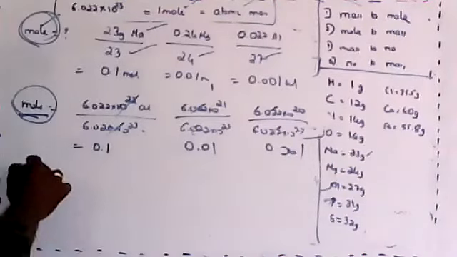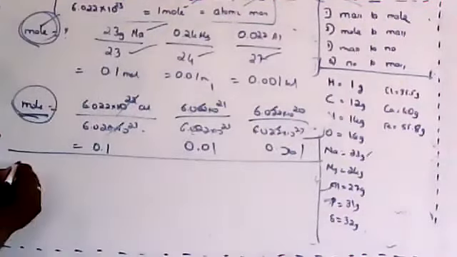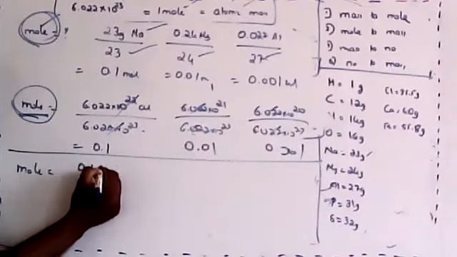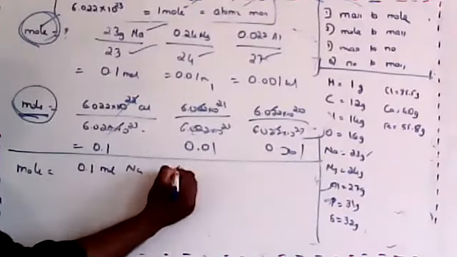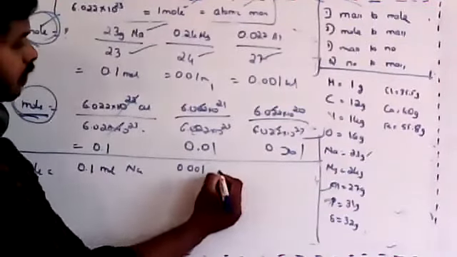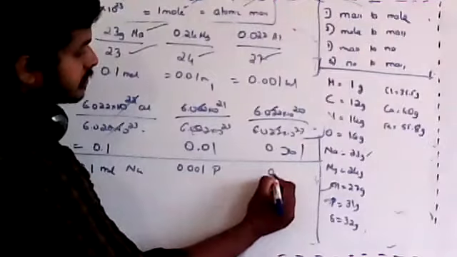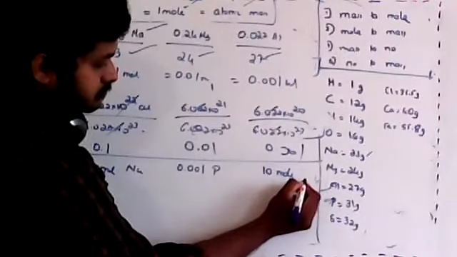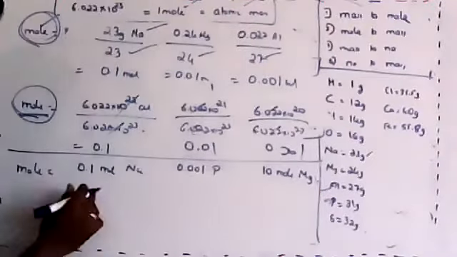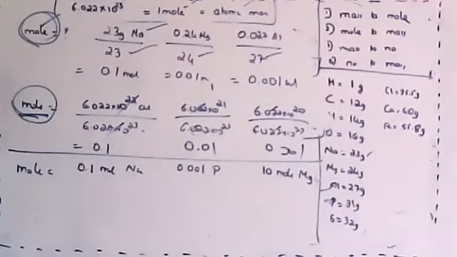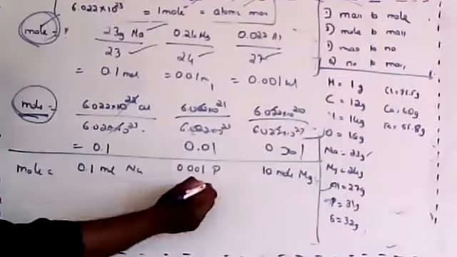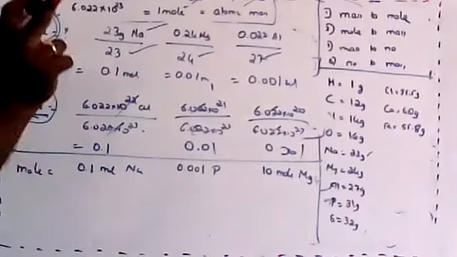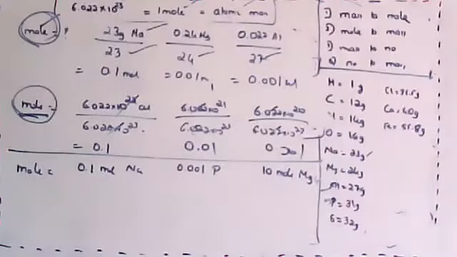Now I'll go in reverse. Mole will be given to you. For example, 0.1 mole of sodium, then 0.01 mole of phosphorus, then 10 mole of magnesium. I've given you 3 different moles. Dear students, try to understand, try to concentrate. If it is not clear, when this is uploaded on YouTube, go again and again. Yes, multiply.